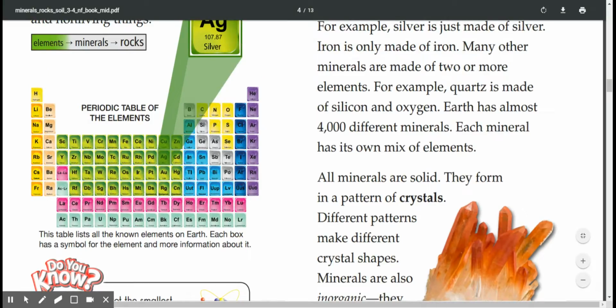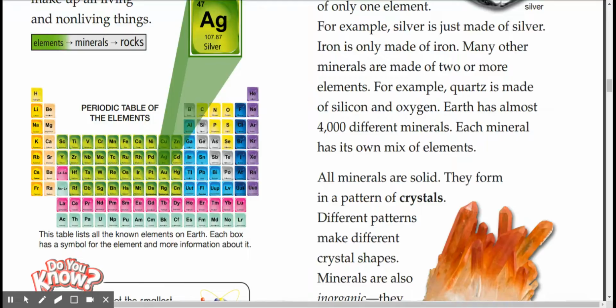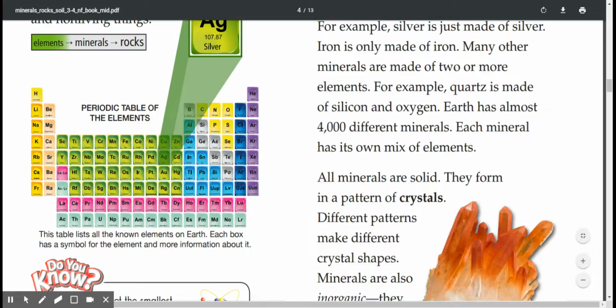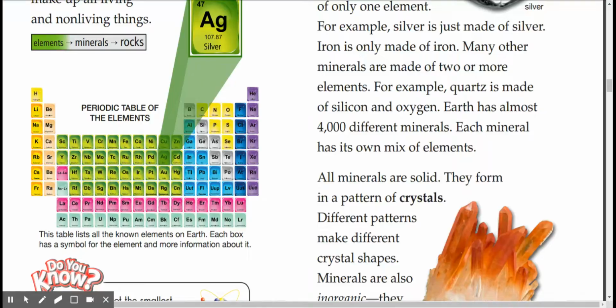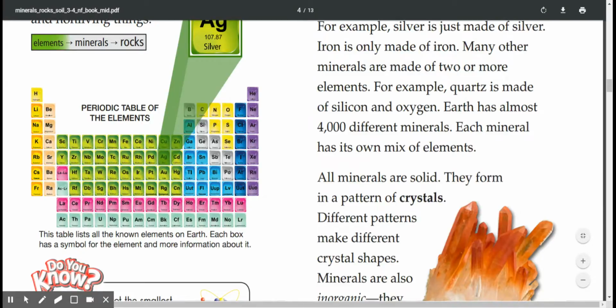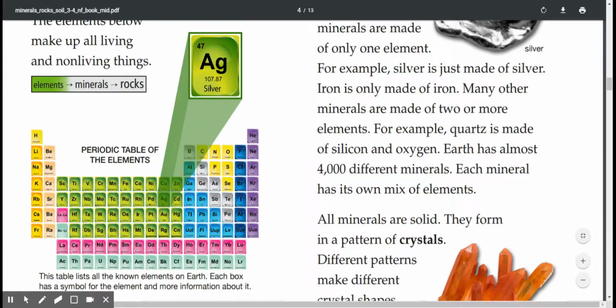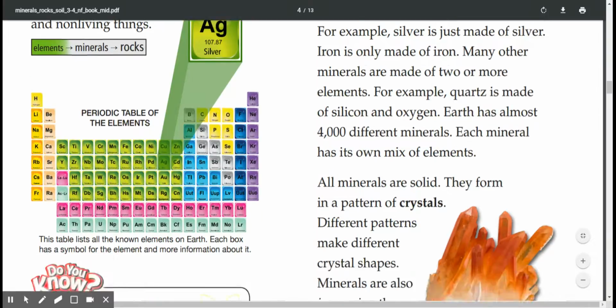You have hydrogen, you have helium, you have carbon, oxygen. Hopefully you've heard of oxygen before because that's what we need to breathe in. If you combine carbon and oxygen, you get carbon dioxide. You combine hydrogen and oxygen, you get water. Then there's fluoride, there's neon, there's silver, there's gold, there's so many different ones. But like I said, we're not going to focus so much on the individual elements. You just need to know that elements make up minerals, make up rocks, and elements make up everything pretty much.